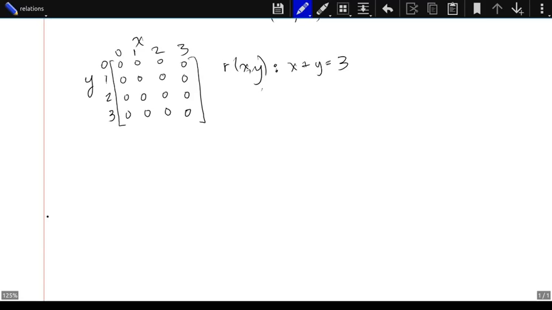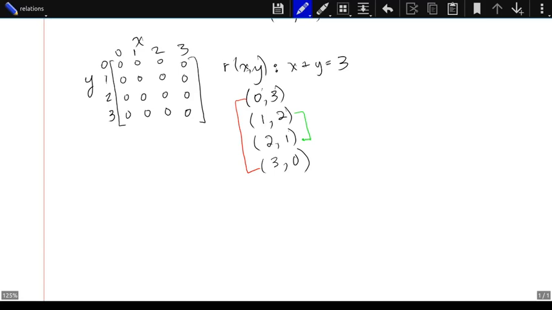Let's have a look at a relational matrix that shows symmetry. In this example, if we have x plus y equals 3, then what are the pairs given these possible values of x and y? We would have 0 and 3, 1 and 2, 2 and 1, and 3 and 0. Just by looking at the pairs, we can see that we have symmetry. We have these two pairs, and we have these two pairs, and these are symmetric.